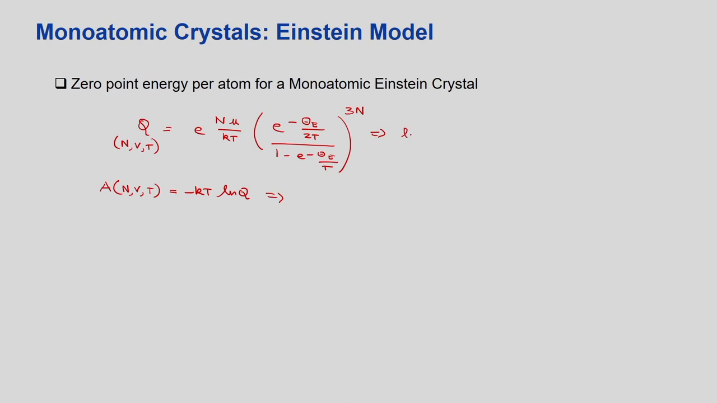So if you see, ln Q will be equal to minus N u by kT, then I take ln here, plus ln of e to the power of minus theta e by 2T. It is multiplied by 3N, let it be 3N for the time being, and then since it is multiplied with this term, it will be a minus, then you will have ln of 1 minus e to the power of minus theta e by T. There will be a kT term also here.